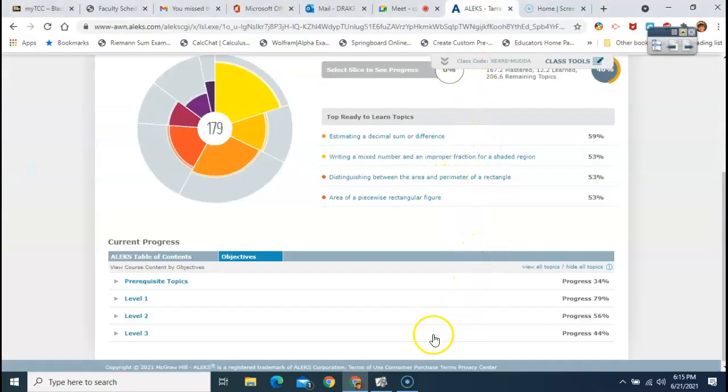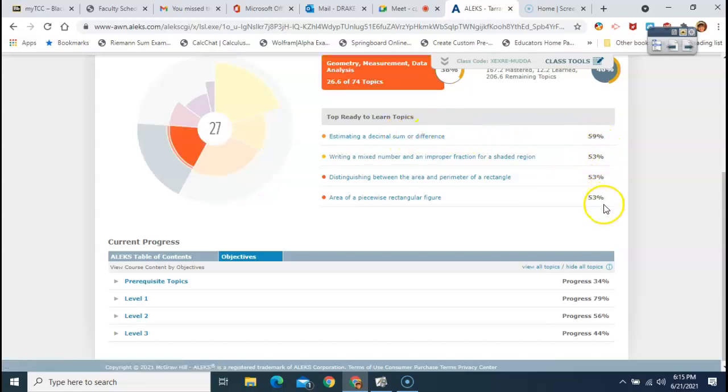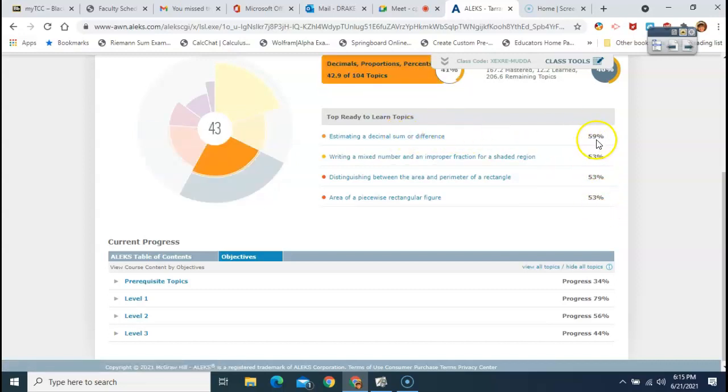Okay, so I am going to go over some things that Alex is saying that you guys need help with. So it looks like these are in the 50 percentile, and then I'll look for other messages that are lower than that. The first one is estimating a decimal sum or difference. So let's see what it's talking about.